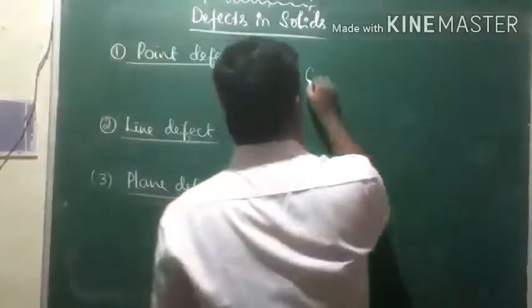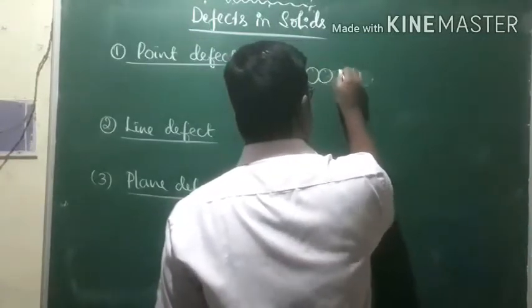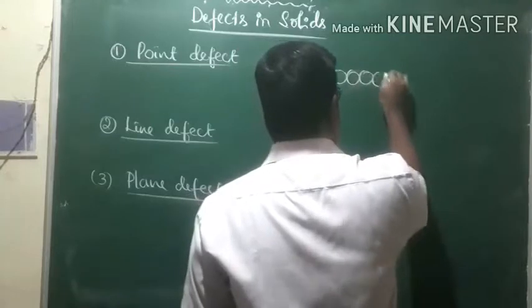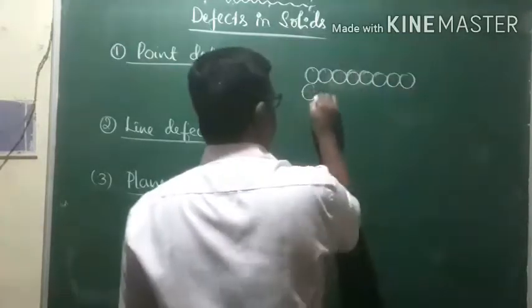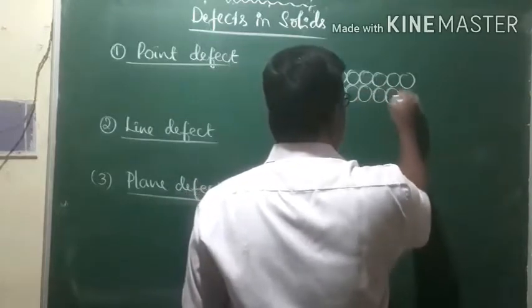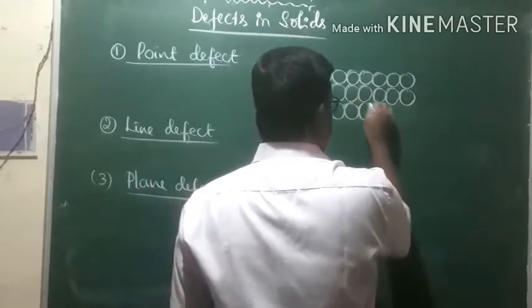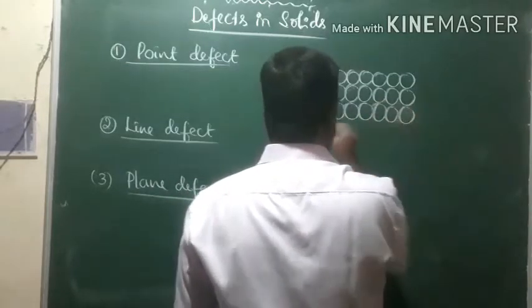Just imagine one crystalline arrangement, one crystal lattice, where there is an orderly arrangement of the constituent particles. And of course, this is an example that I am giving in order to convince you what exactly point defect, line defect and plane defect are.